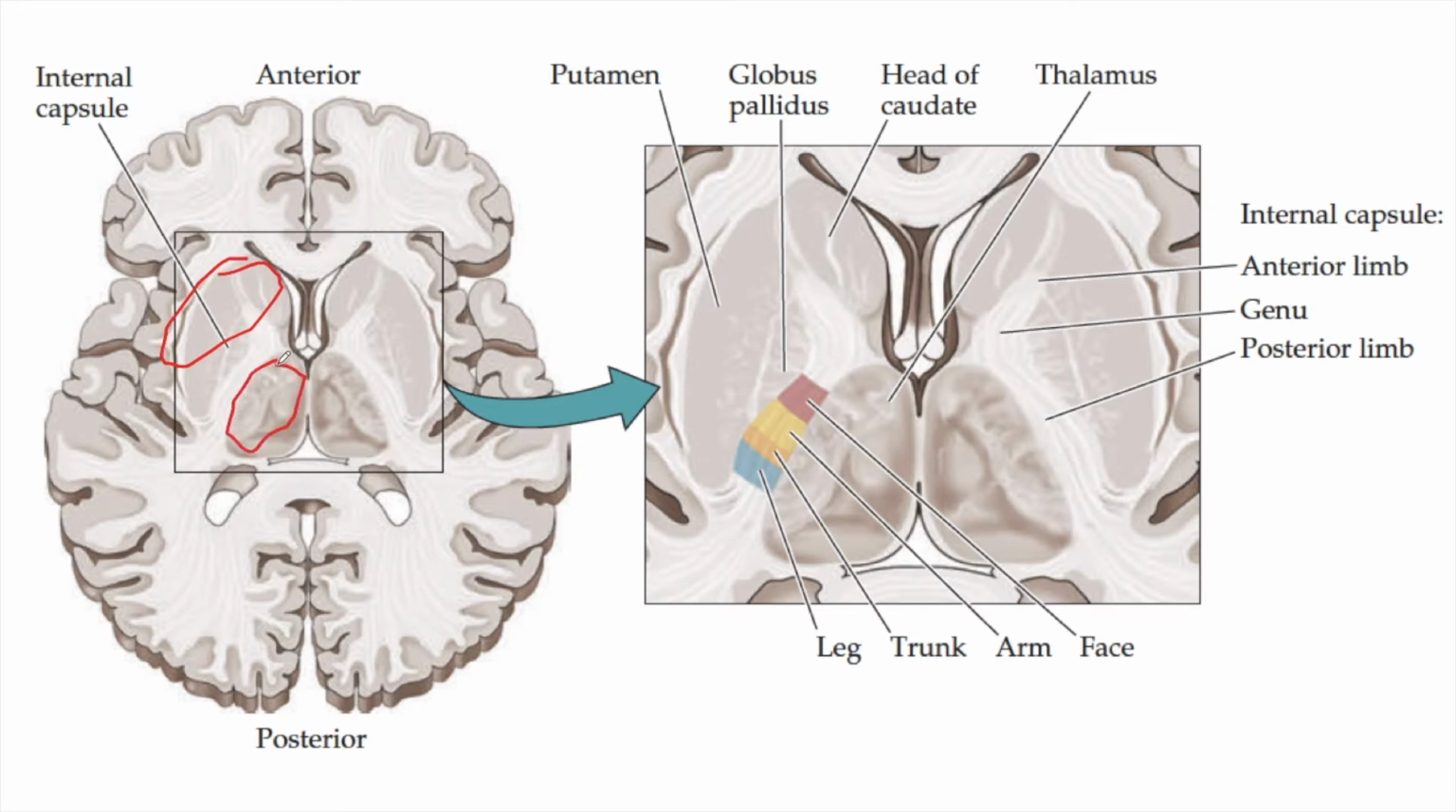The anterior limb of the internal capsule separates the caudate nucleus from the putamen and globus pallidus. The posterior limb of the internal capsule separates the thalamus from the putamen and the globus pallidus. The corticospinal tract specifically passes through the posterior limb of the internal capsule. The fibers making up the corticospinal tract in the internal capsule continue to have somatotopic organization, with motor control of the arms located anteriorly and motor control of the legs located posteriorly.